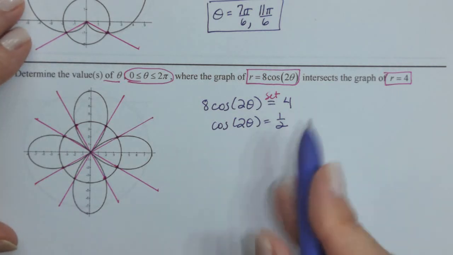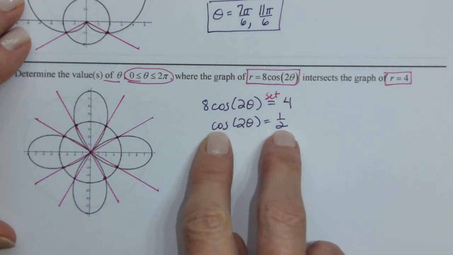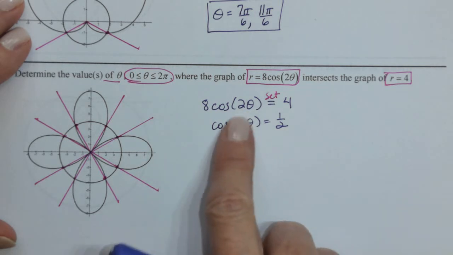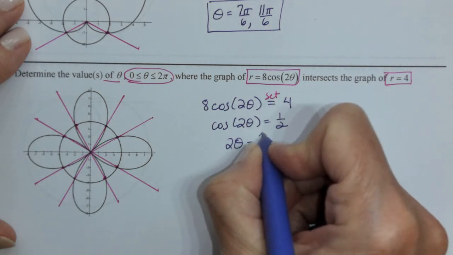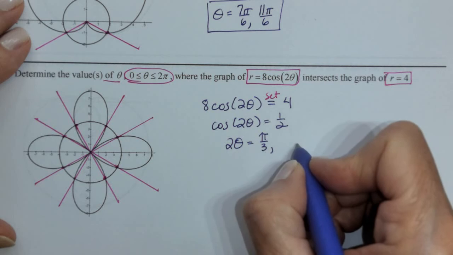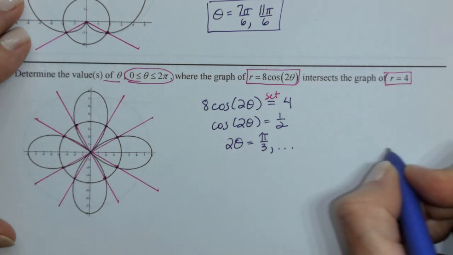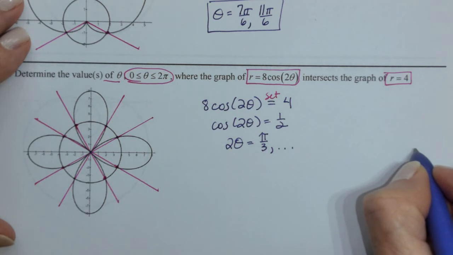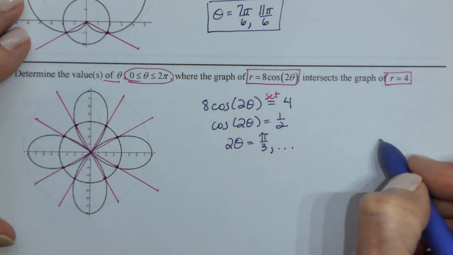Okay, so for this one, I know that my reference angle for cosine to be 1/2 is pi over 3. But my angle here is 2 theta. So 2 theta is pi over 3. Okay? And there are more of them. There are an infinite number more of them, right? We only want 8 of them.